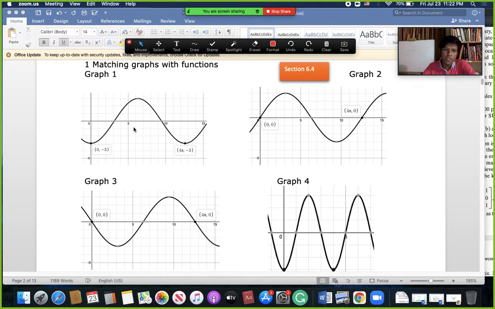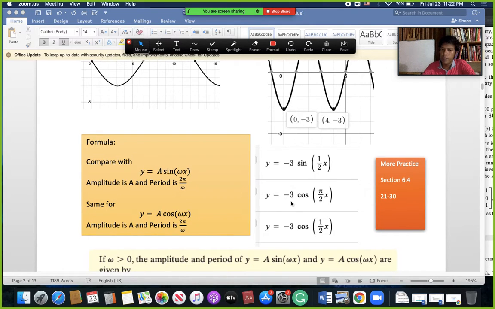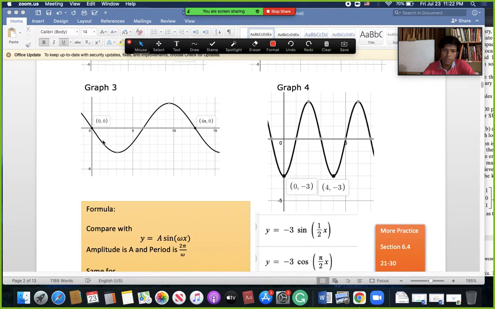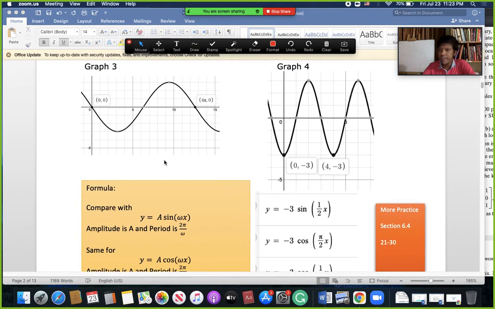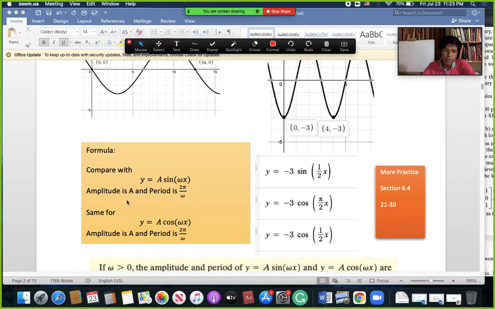And amplitude we can just measure from the central line of the given curve: how much is the height, how much it goes up or how much it comes down from that central line. From there we can find out the amplitude, and that amplitude should match here with the number. Here all of them are 3 because all the graphs have the same amplitude, but they can be different. And for finding the period, you can just compare with this.